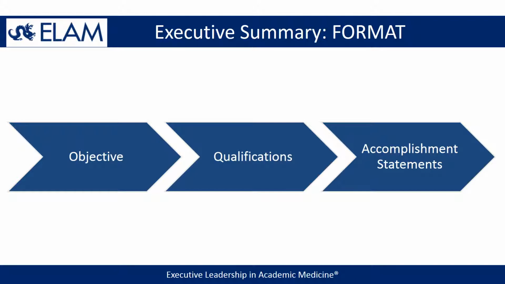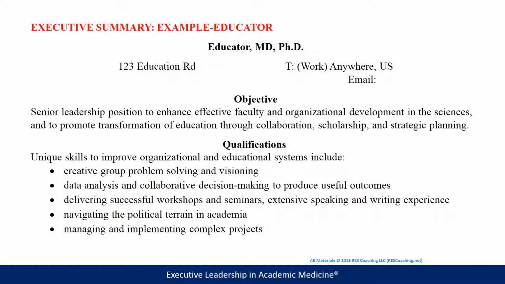In general, the executive summary should be brief, 2 to 3 pages. Remember, we are in the age of tweets. The specific details of each element will be discussed in the next slides. The next two slides show a typical format for an executive summary. Here we show an example for an educator. Remember, there are other examples in your packet.